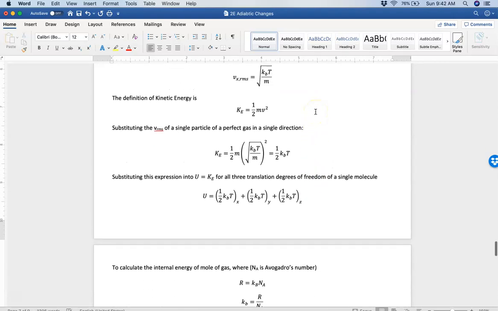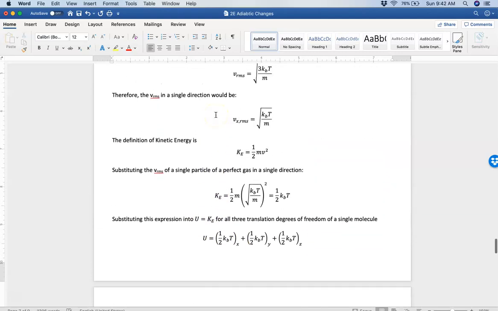So what we can do then is substitute in for velocity. If we're assuming the root mean squared velocity in the x direction, we can substitute this expression in for this velocity variable in kinetic energy, and this is our resulting equation. So the square cancels out the square root, and the masses cancel, so we're left with 1/2 the Boltzmann constant times temperature will be the kinetic energy of a single particle moving in a single direction, just the x direction.